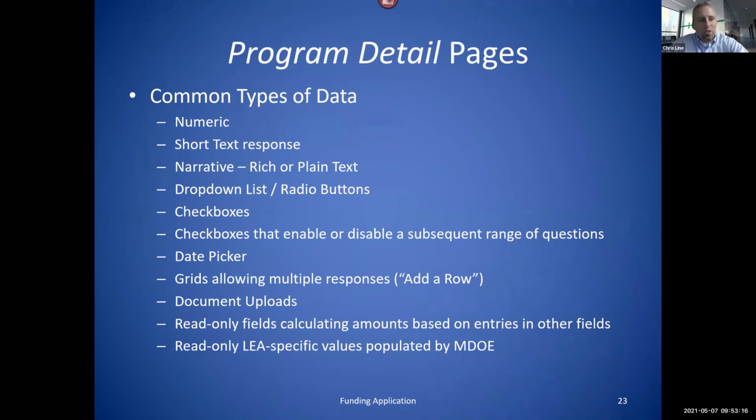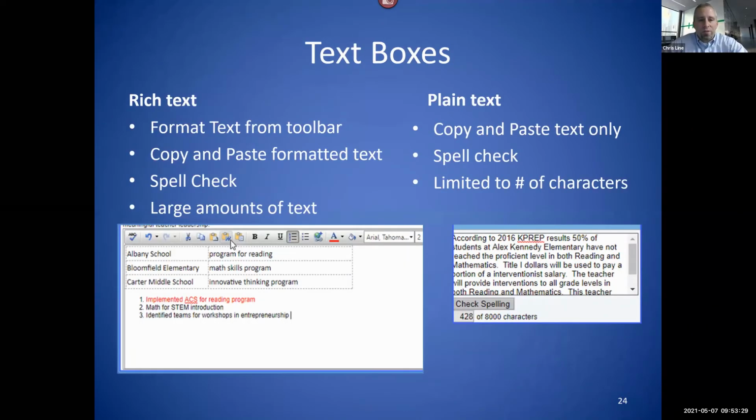So an example of that would be like the FOPL negotiated rates for CTE. Perhaps the MDOE is uploading the data that's specific to the LEAs on a page like that. So there's a variation, rich text and plain text. Plain text, you can just copy and paste the text. It's not formatted. It would be like if you were using Notepad on your computer. And then there's rich text, which allows some formatting. You can paste certain content from Word.